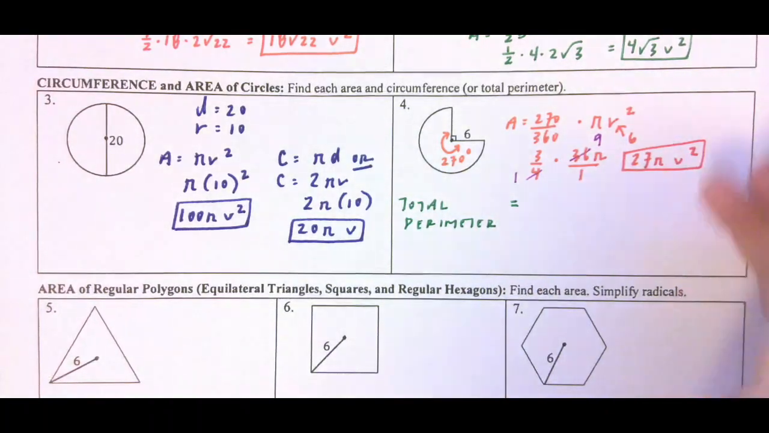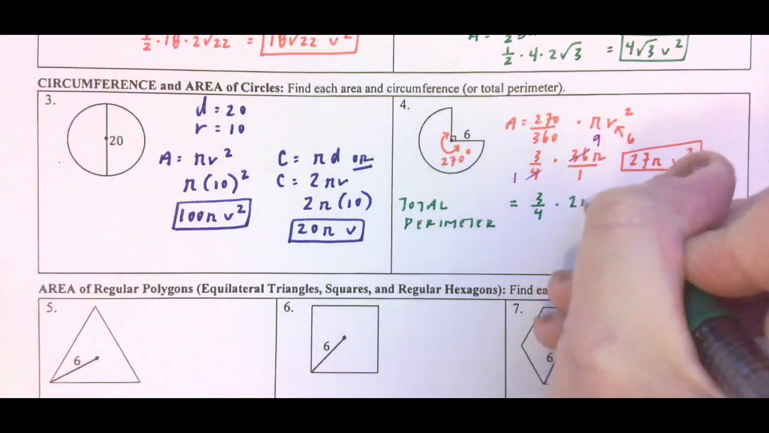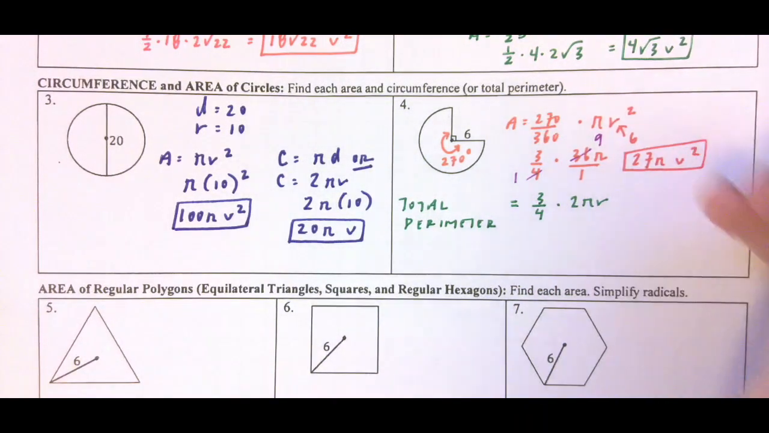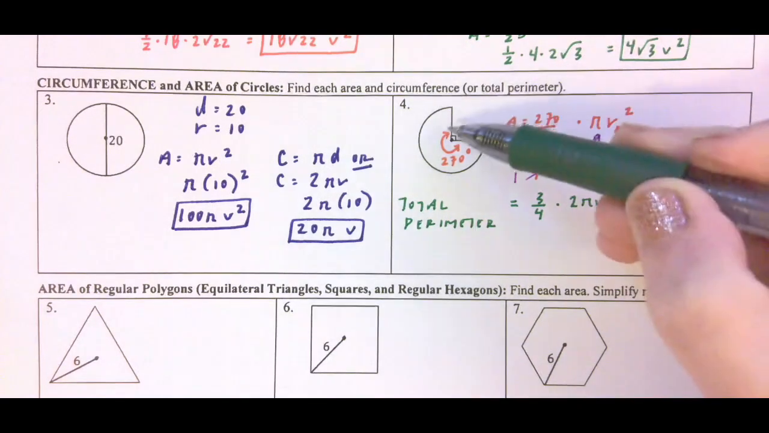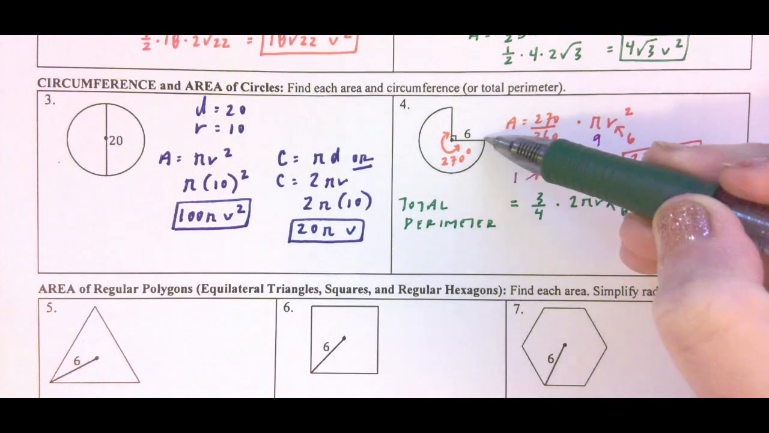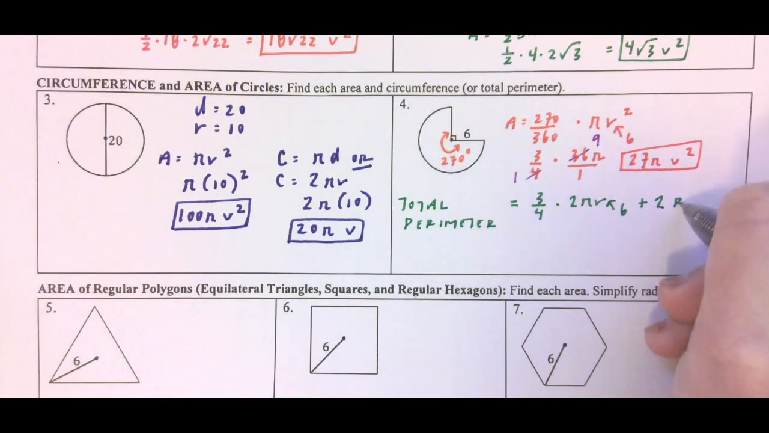Which is really 3/4 of my circumference, right? 2 pi r. My radius is 6. And then I have to add in these two slivers here. Each of those is a radius. So 2 radii.